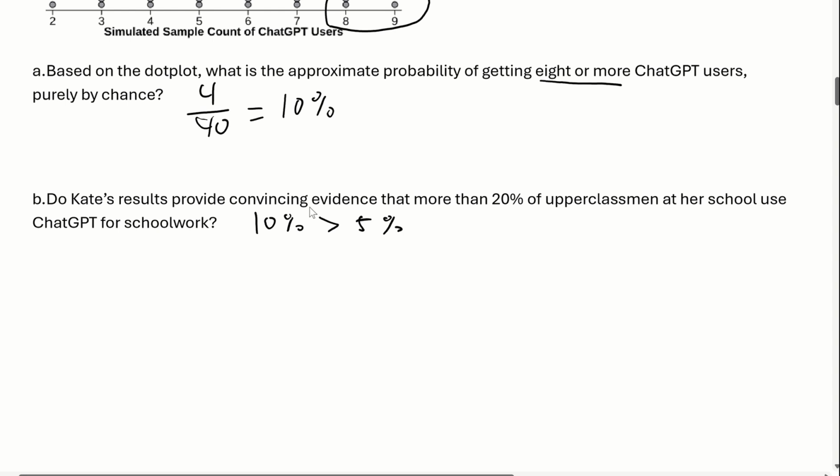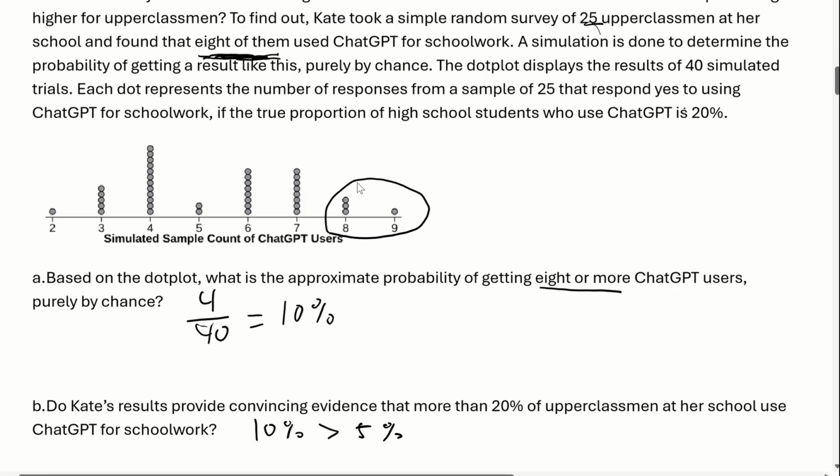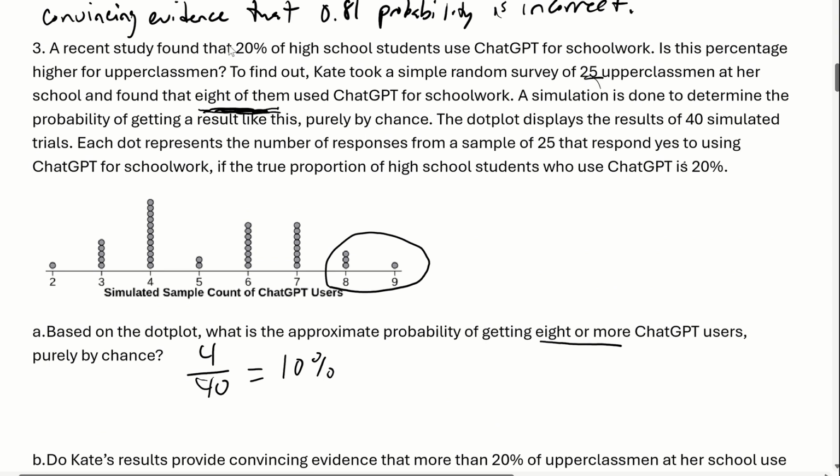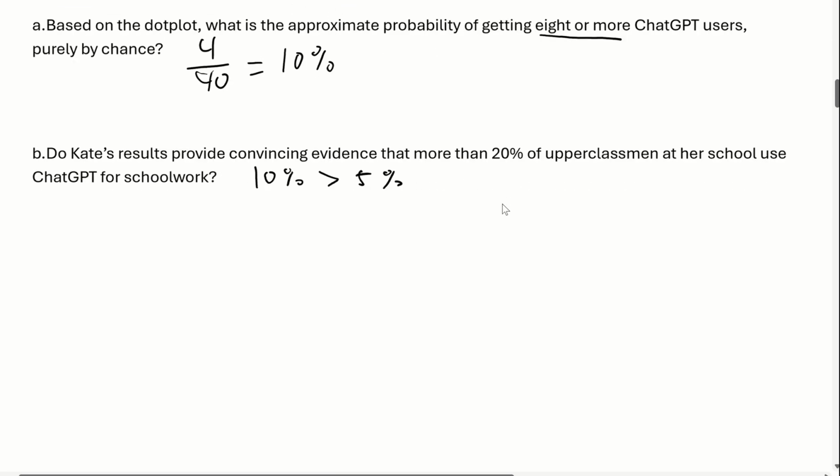So that means we don't quite have enough convincing evidence to state that more than 20% use ChatGPT for schoolwork. Okay, because that was the original claim. It says the recent study found that 20% use it for schoolwork, right? And she got 8 of them out of 25, right? So we don't have enough evidence to actually support that. Okay, so no.